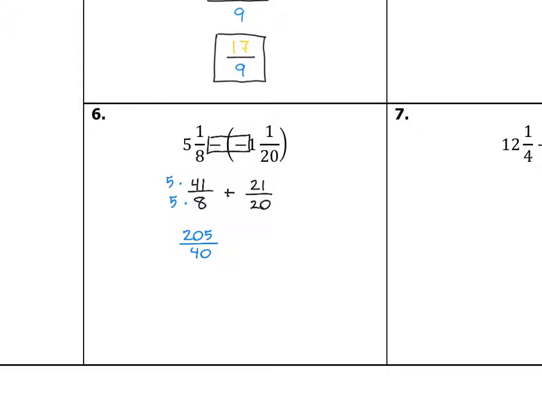My second denominator, 20, I multiply it by 2 to get 40. And so that fraction, when I multiply 21 by 2, will become 42/40. So now I'll add my numerators. I'm keeping my denominator 40. So this is 205 plus 42, and that gives me 247/40.